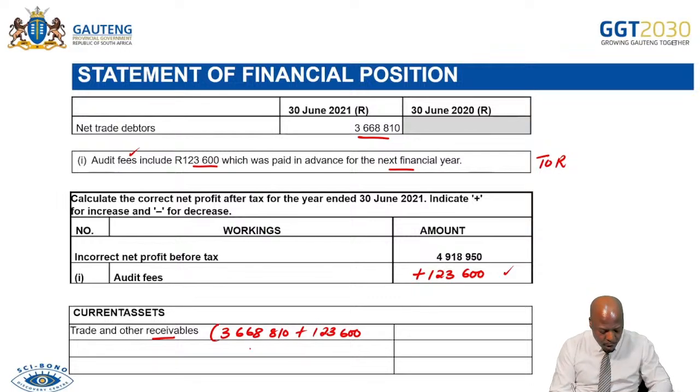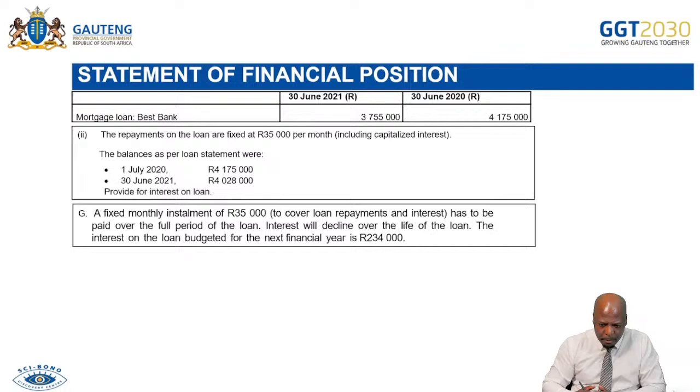Okay, let me go on to the next adjustment. Here is another loan adjustment. Remember, we did a loan adjustment earlier on, but here we have a different one now. Let's look at it and see what is happening. We're told, here is a mortgage loan from Best Bank, 2020-2021.